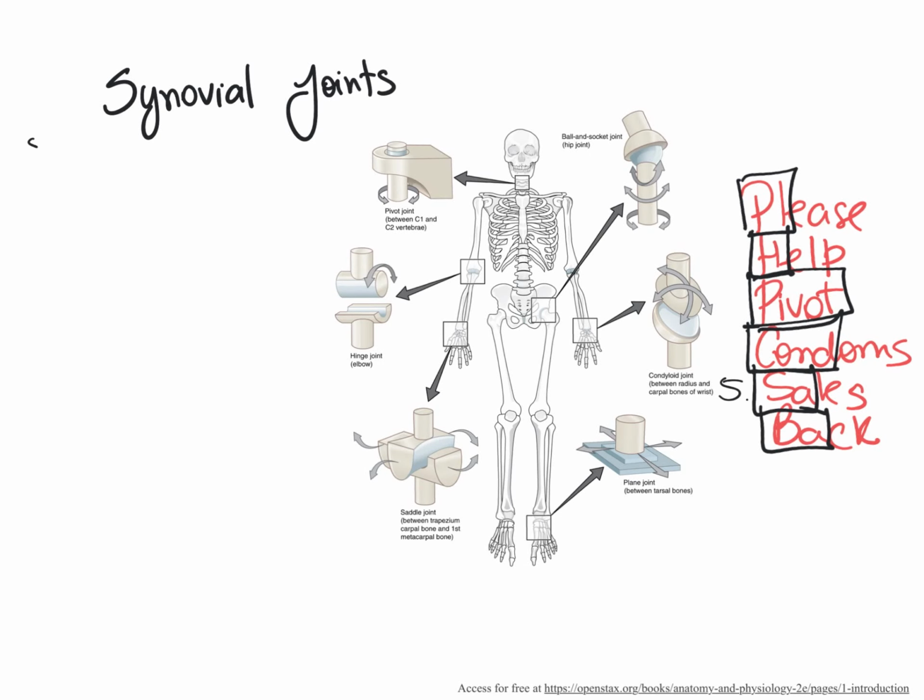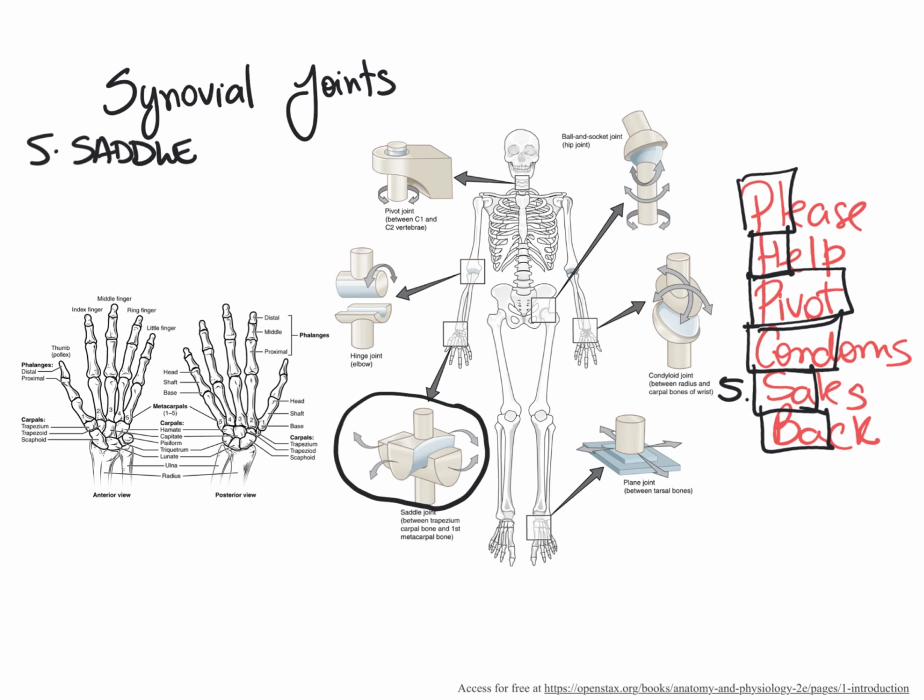Another synovial joint is the saddle joint. In a saddle synovial joint, what we see is the ends of the bones in the articulation resembling horse riding saddles. And we find the saddle synovial joint between the thumb and the trapezium, the carpal bone trapezium, because the trapezium is always under the thumb.